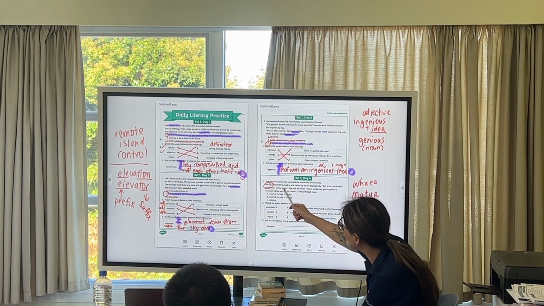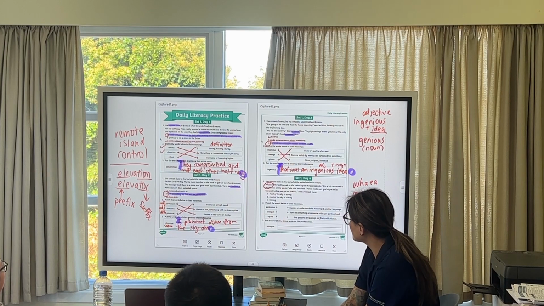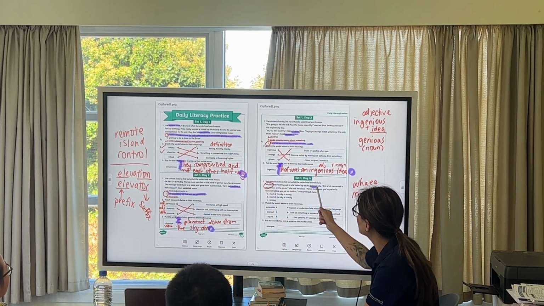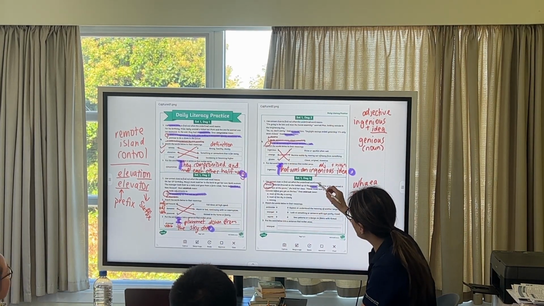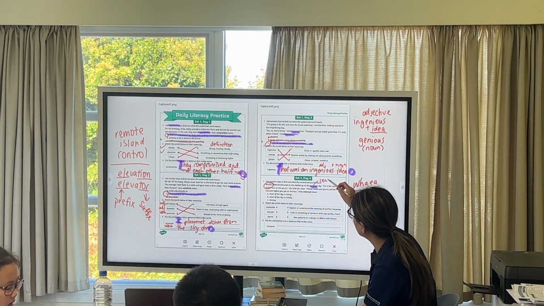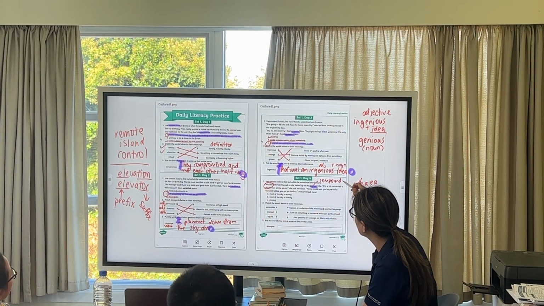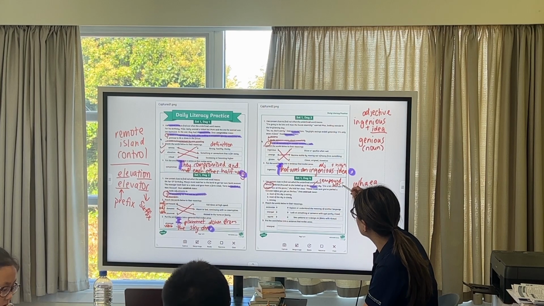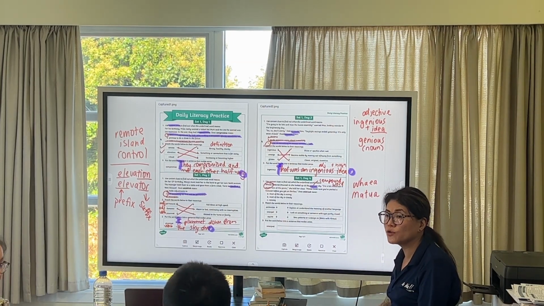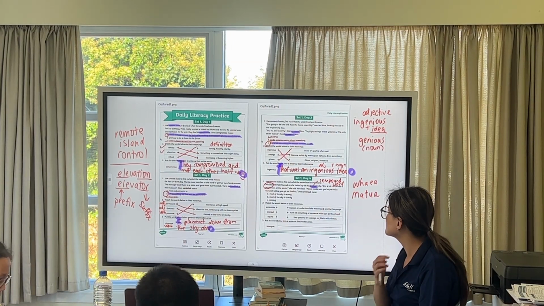So, Whaea Deborah frowned as she looked up at the overcast sky. Overcast is a compound word. Yeah, because it's over and cast, right? Correct. So in English we call that a compound word. Let's write that down.